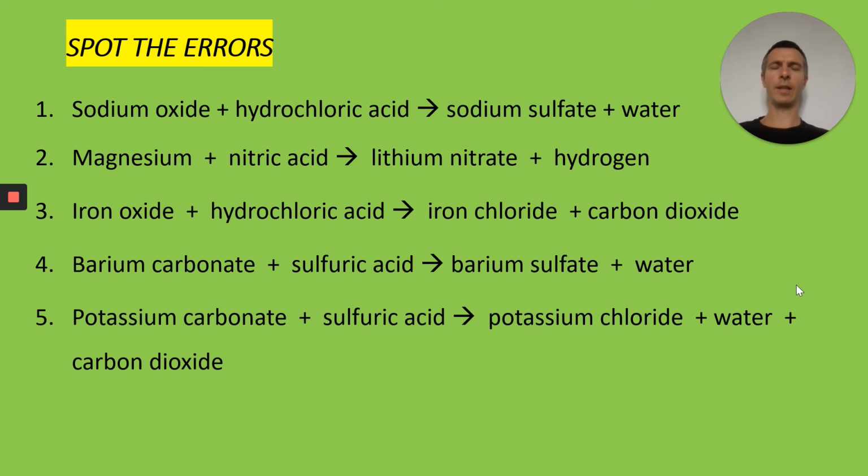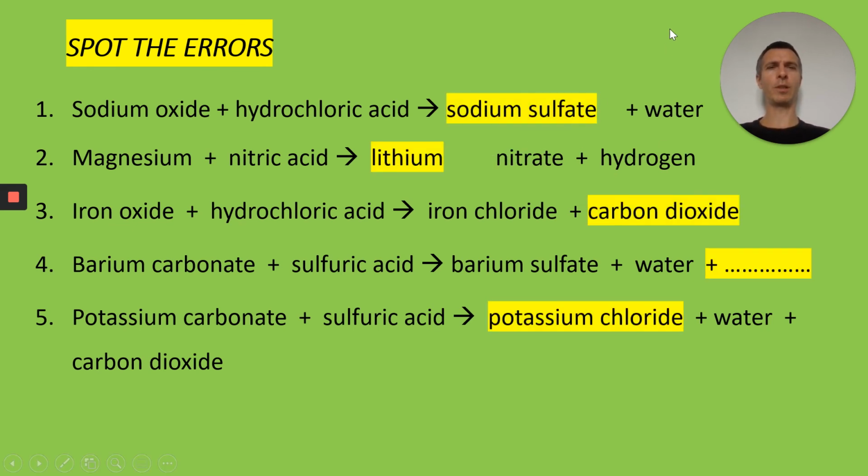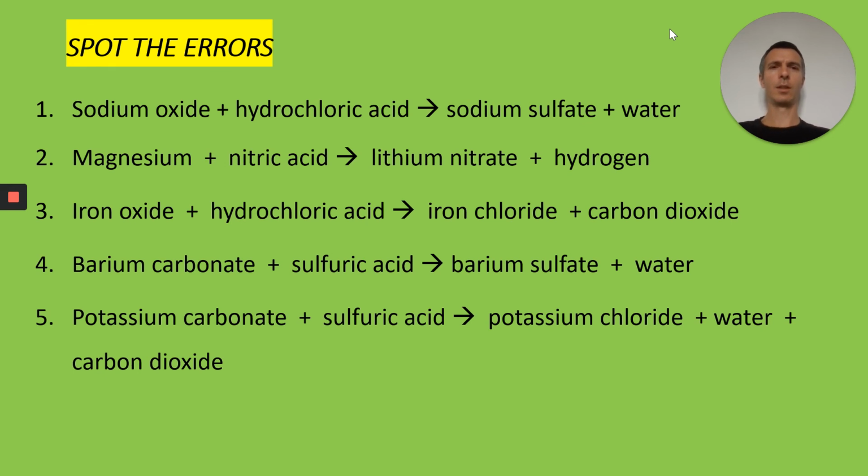Okay, final task I'd like you to have a go at if you're working through this with me this morning or this afternoon, whatever time of day it is with you. On the screen there are some errors in each of the equations. The errors are with the products, reminding you that the products are what is after the arrow. So for number one, sodium sulfate and water is the product. For each of them, there's a problem with the product. Could you pause the video, see if you can work out what the problem is with the product, and correct it as well, please, if you're able to? So pause the video and have a go at that task, please.